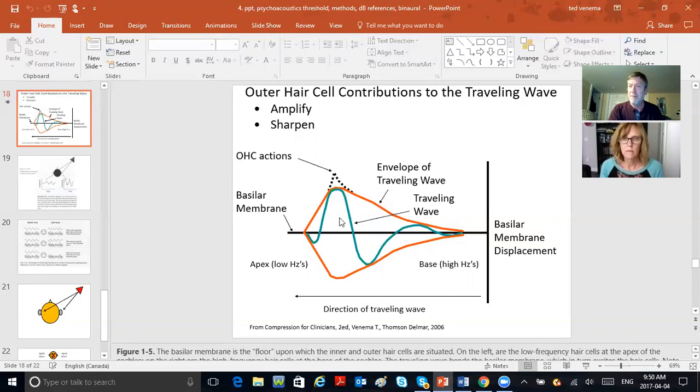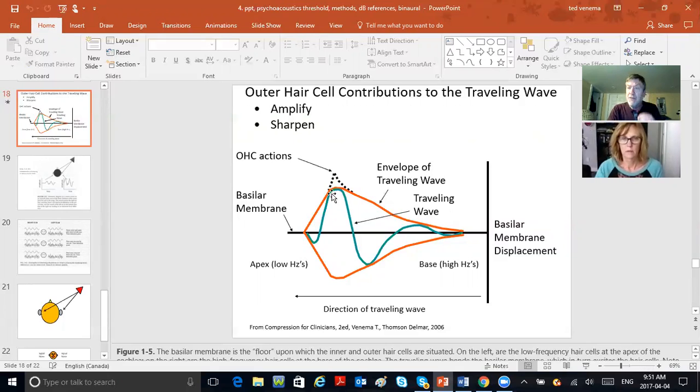You see that? Okay. Outer hair cells sharpen the peak. Right here, this little black triangle, outer hair cells, they do two things. They amplify the peak, you can see that it's taller, and they sharpen it. So now think about the absence of the outer hair cell action. Look at here. All these hair cells are stimulated. With one low frequency tone, a whole bunch of hair cells are stimulated.